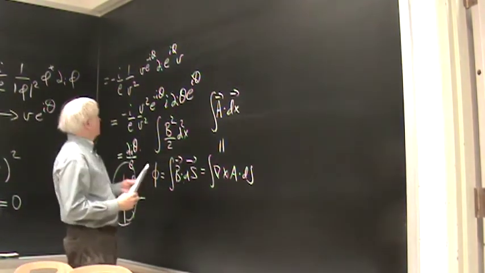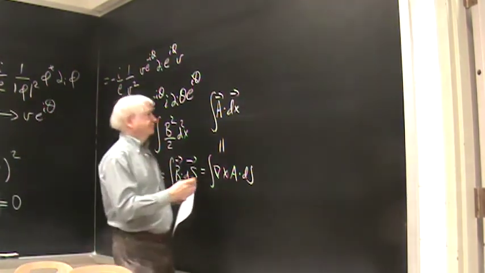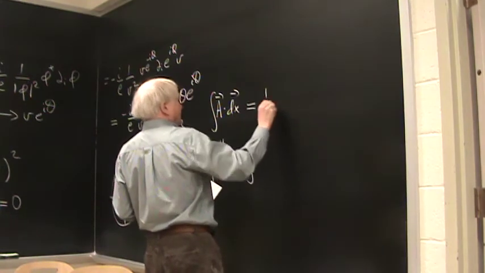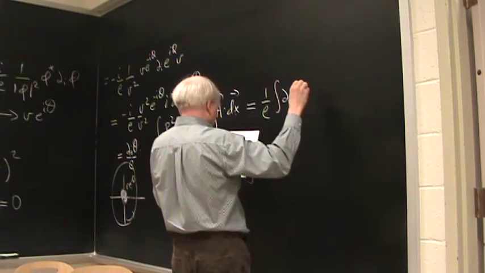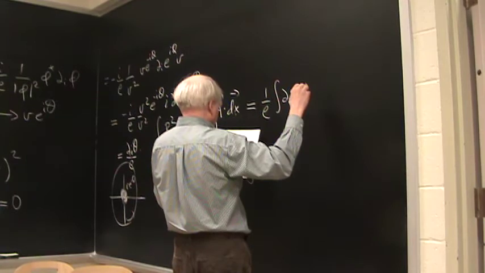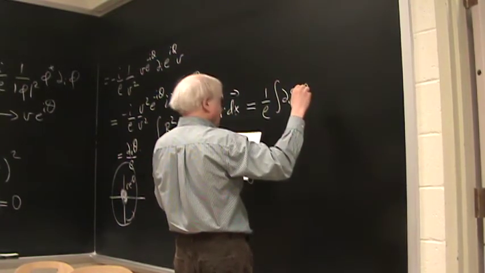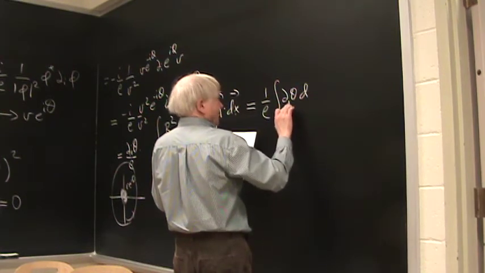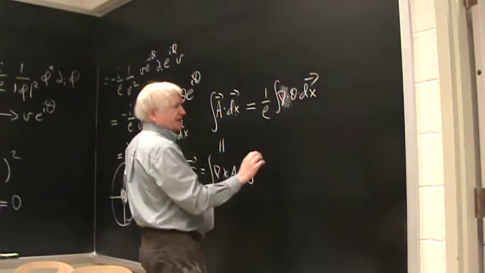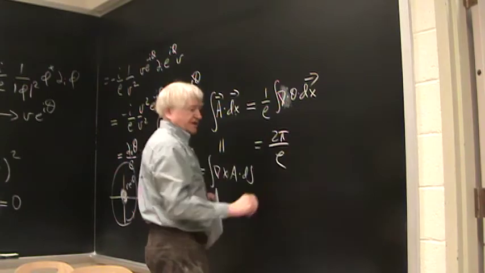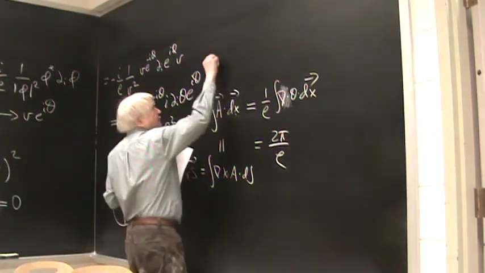Okay. And so what's A? Well, A is ∂_i θ over e. So this is 1 over e integral of ∂_i θ times dx, so it's basically grad θ dot dx, integrated around, and so that just gives you the total change in θ, which is 2π over e. And so the flux then is 2π over e, and so this is a magnetic vortex.